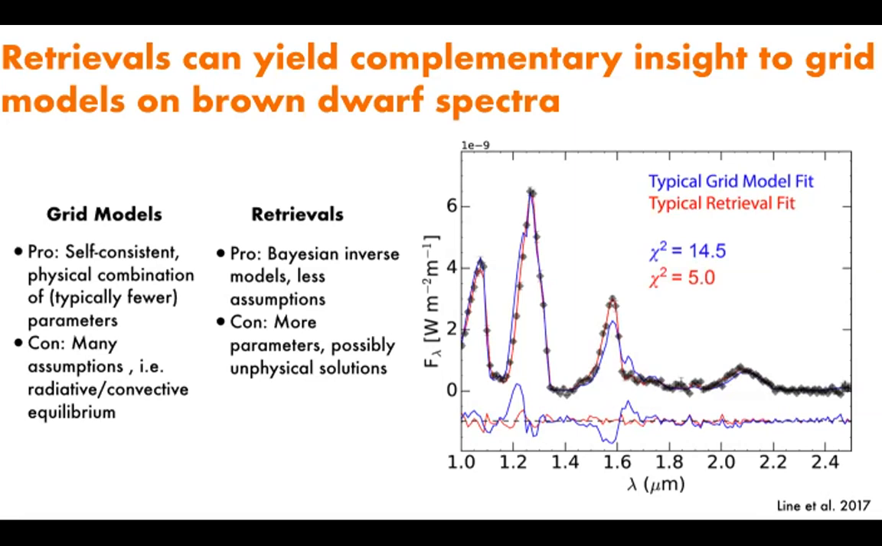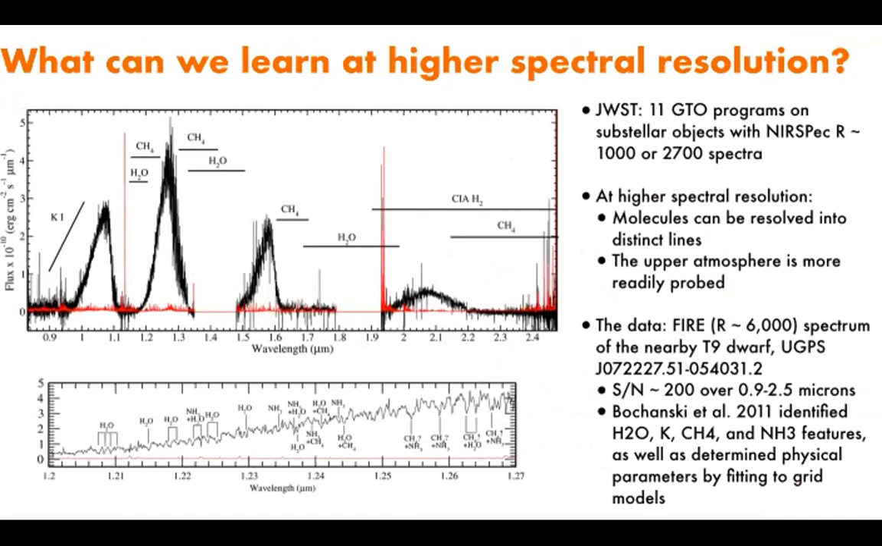For my project, we were curious about what retrievals could learn from higher resolution spectra of brown dwarfs, although really here I mean more like medium resolution. Thinking ahead to JWST observations, there are 11 planned GTO programs that involve observing substellar objects with NIRSpec at a resolution of 1000 or 2700. Before we get to those observations, more work is needed to assess where our current modeling tools fall short in accurately reproducing high quality and higher resolution spectra, and what that means for our current understanding of these objects.